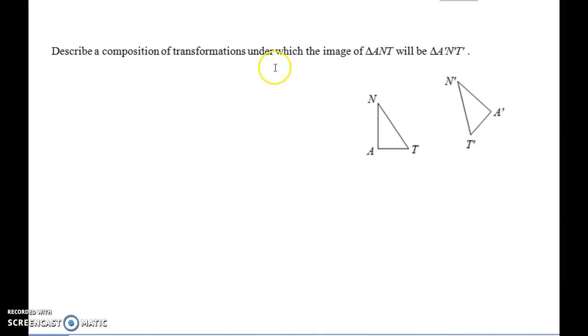Describe a composition of transformations under which the image of triangle ANT will be A prime, N prime, T prime. Basically, how are we going to get this to match up with this using transformations, or compositions of transformations? See if you can figure that out, and we'll talk about that tomorrow in class.